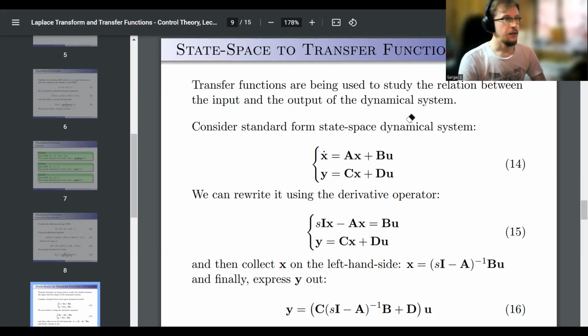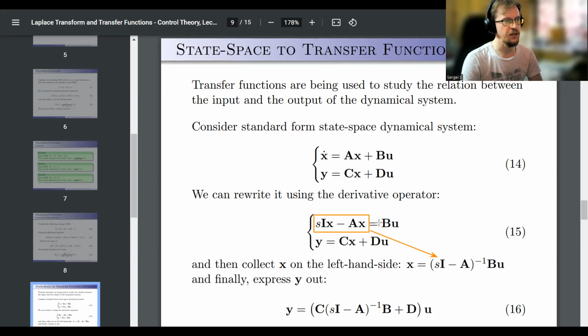All right. Now let's find how x depends on u. How do we do it? Well, we get the x out of the brackets here. So what we get is (sI minus A) times x equal to Bu. Then from that, we can go here by saying that x is equal to (sI minus A) inverse times Bu.